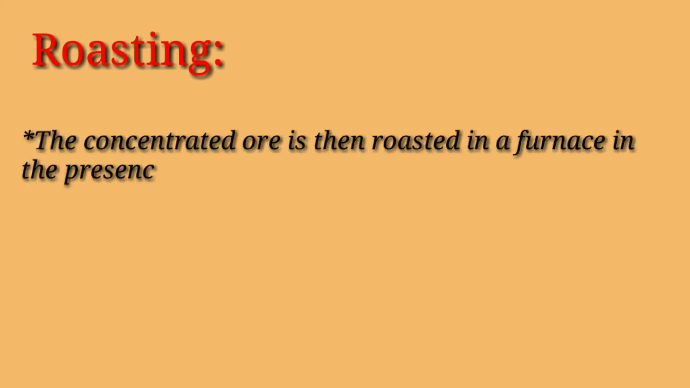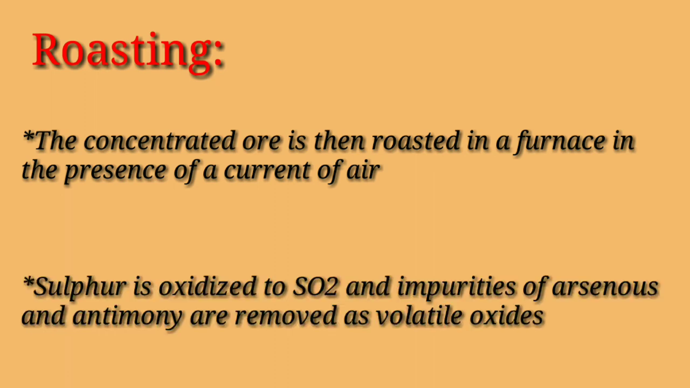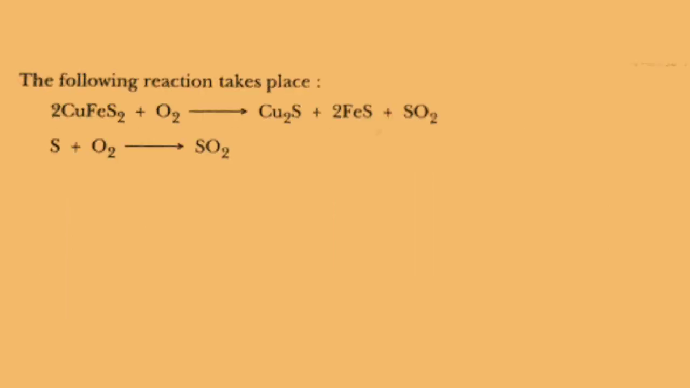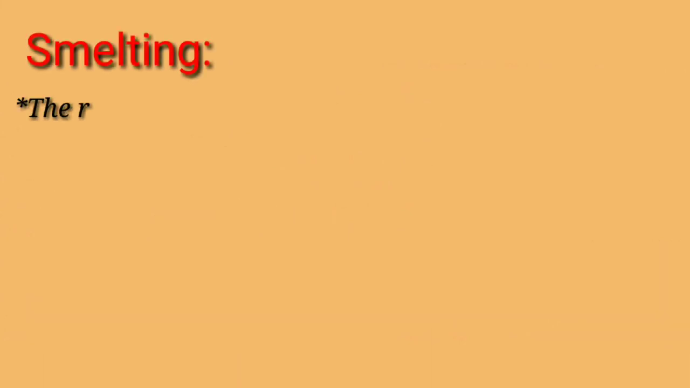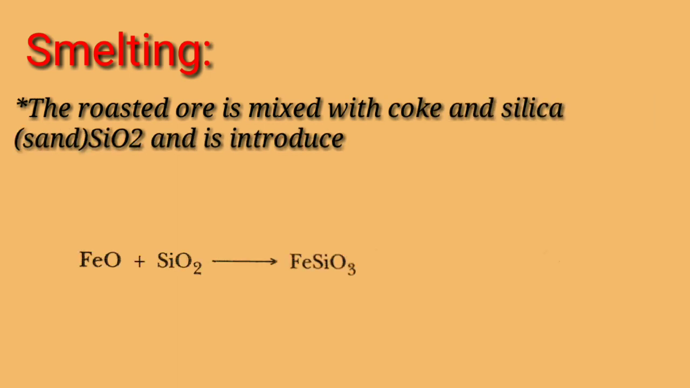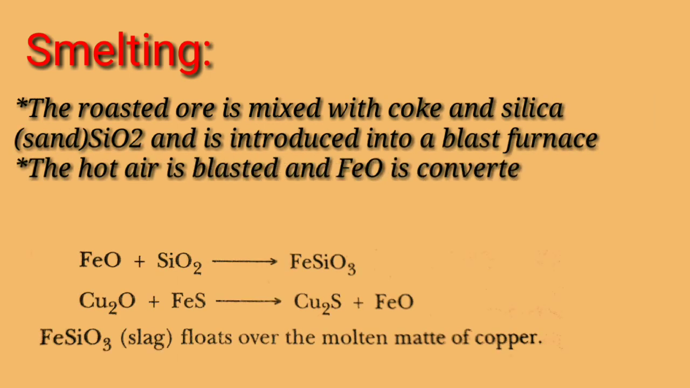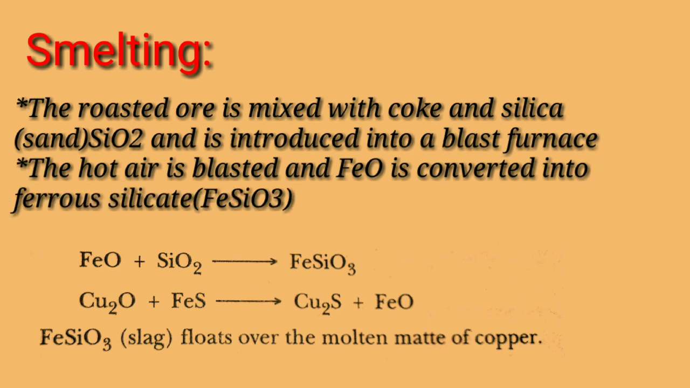Next is roasting. The concentrated ore is then roasted in a furnace in the presence of a current of air. Sulfur is oxidized to sulfur dioxide and impurities of arsenic and antimony are removed as volatile oxides. The following reaction takes place. Cuprous sulfide and ferrous sulfide are further oxidized into their oxides. Next is smelting. The roasted ore is mixed with coke and silica and is introduced into a blast furnace. The hot air is blasted and FeO is converted into ferrous silicate, that is FeSiO3.